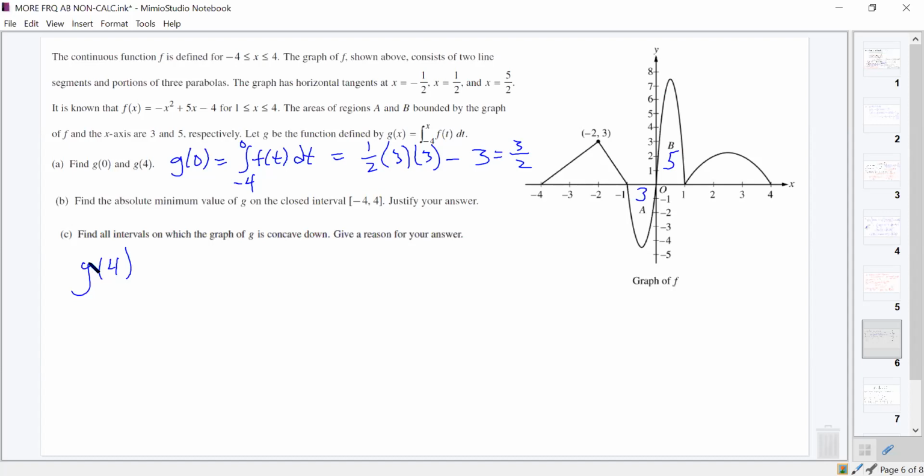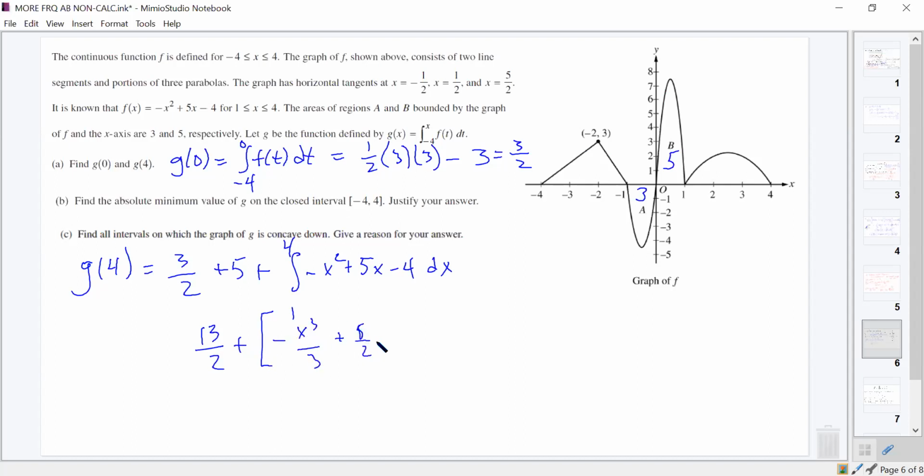Then to find g of 4, g of 4 ought to be the value at 0, 3/2, plus the value from 0 to 1, which is 5, and then plus the integral from 1 to 4 of -x² plus 5x minus 4. And that's the function that we have from 1 to 4. Everybody good with that? And then we'll evaluate that out. So it's 3/2 plus 5 should be 13/2. So 13/2 plus -x³ over 3 plus 5/2 x² minus 4x from 1 to 4.